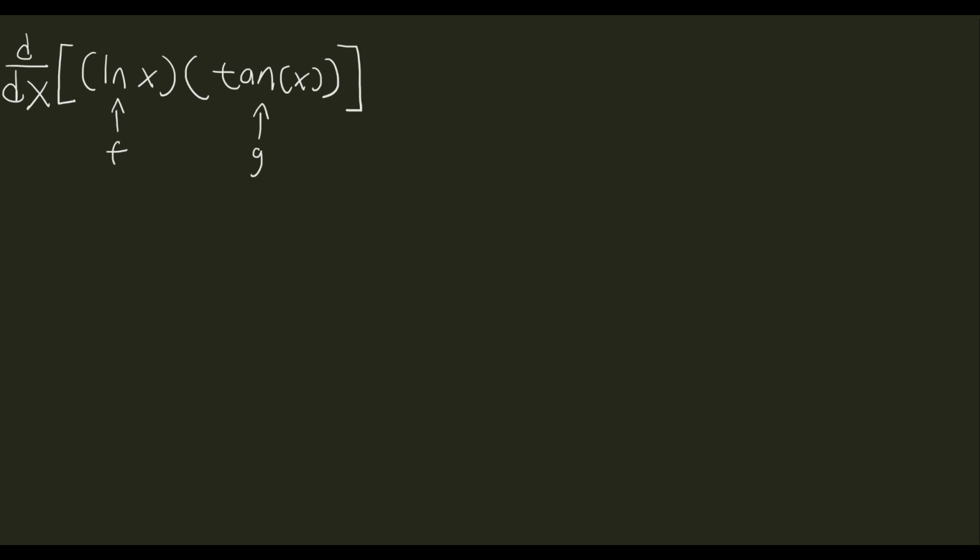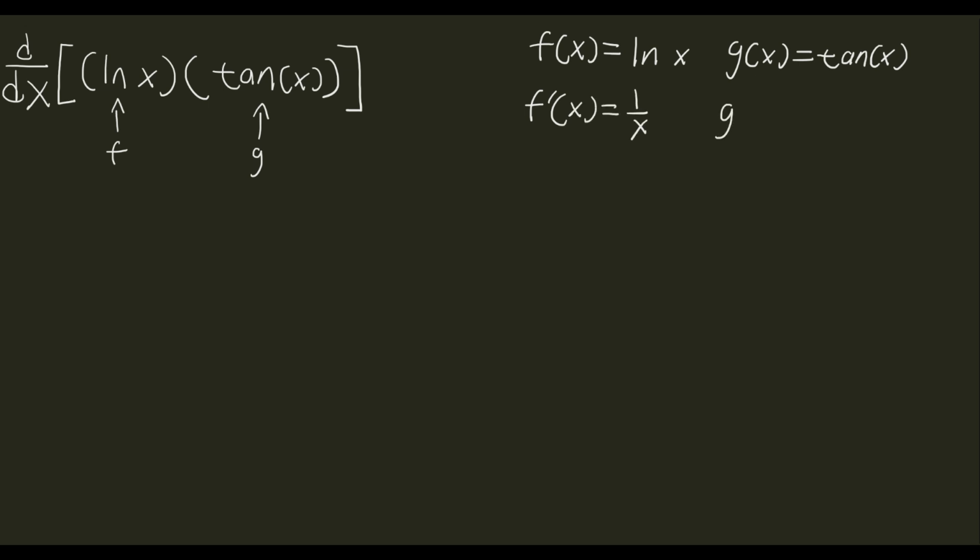Now we could write these out. F of x equals natural log x and g of x equals tangent x. Taking the derivatives of these functions, the derivative of f of x would just be 1 over x, and the derivative of g of x would be secant squared x.